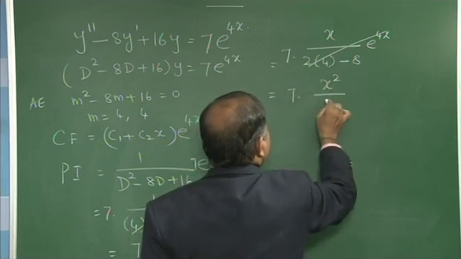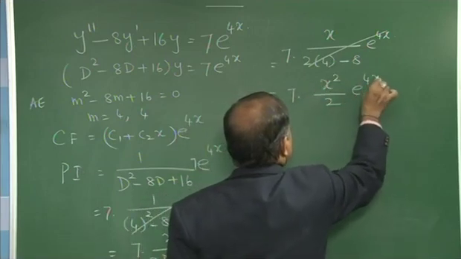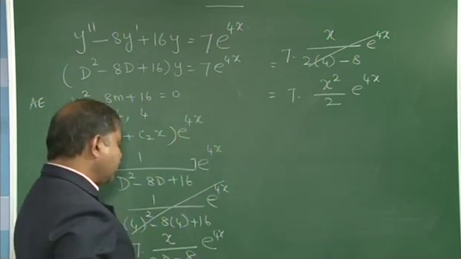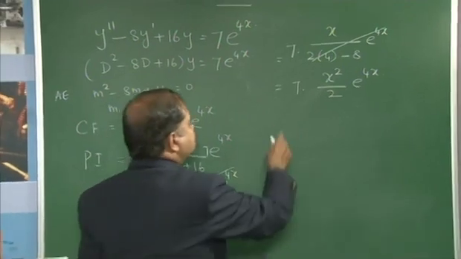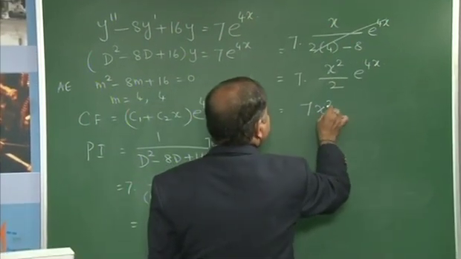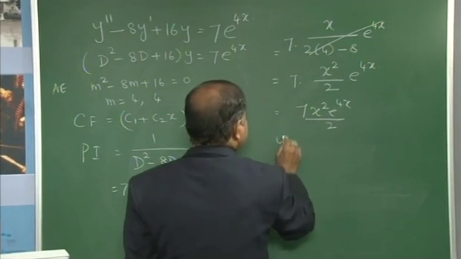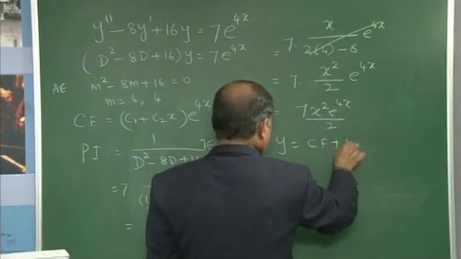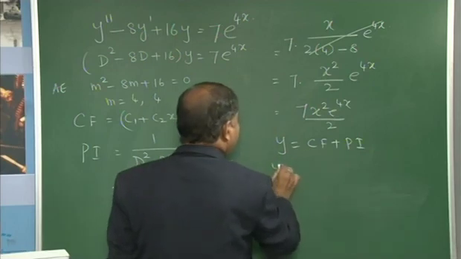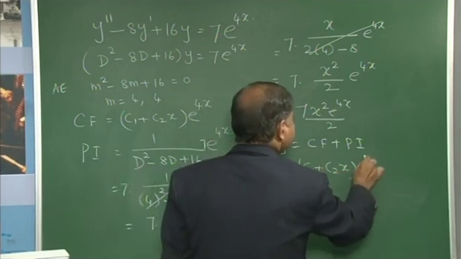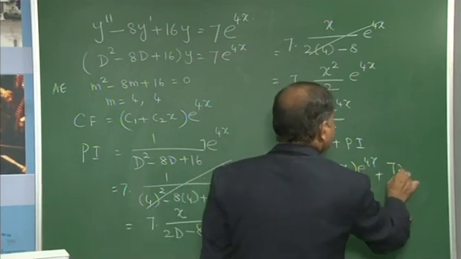Multiply by x, differentiate the denominator. See here again, 2D differentiates to 2, and 8 differentiates to 0. So my answer is 7 x squared e power 4x by 2. So the solution is PI plus C1 plus C2 x.